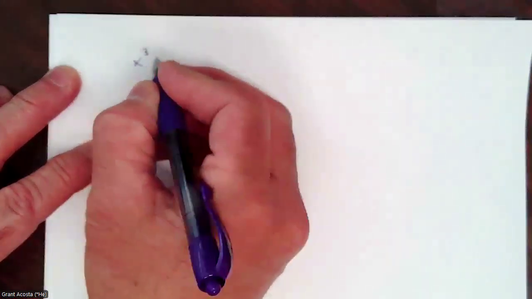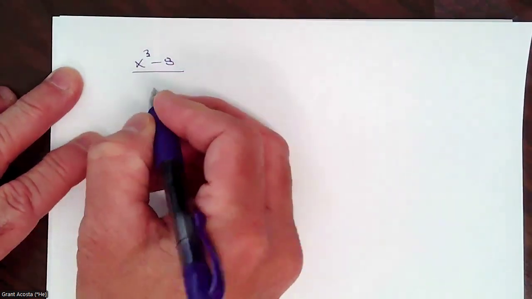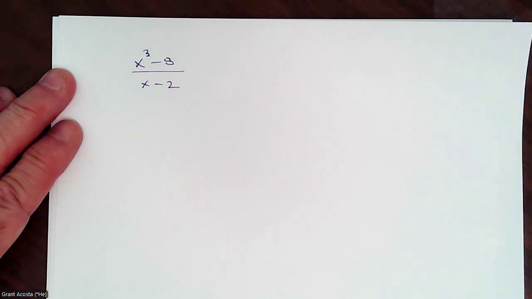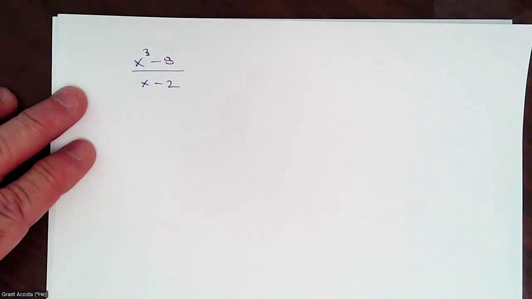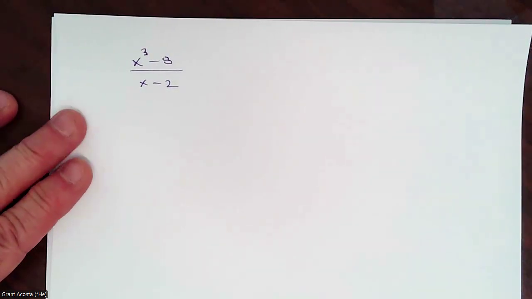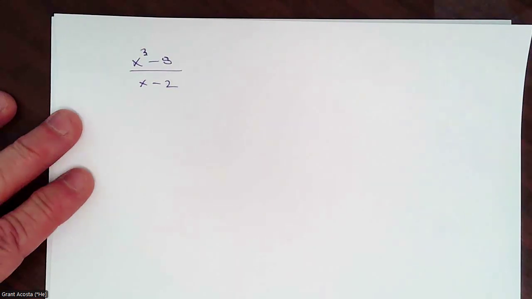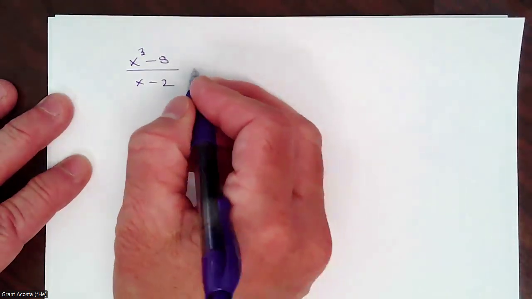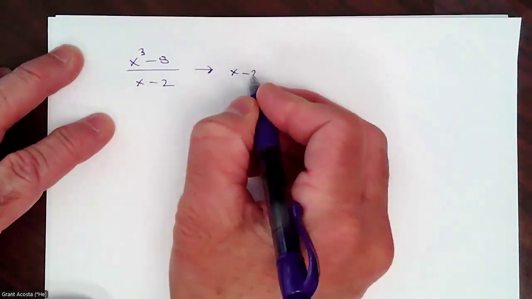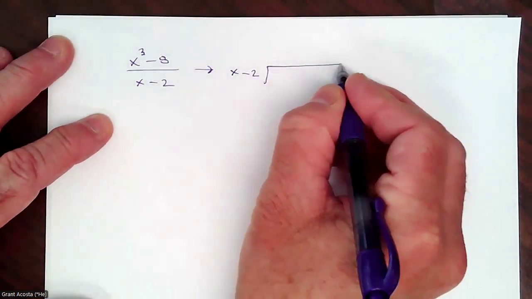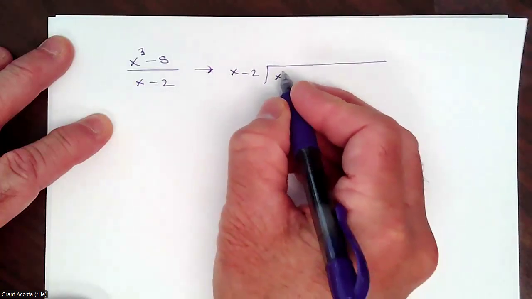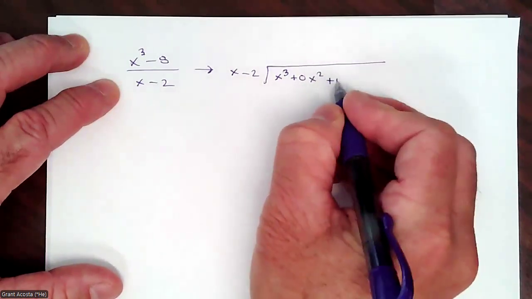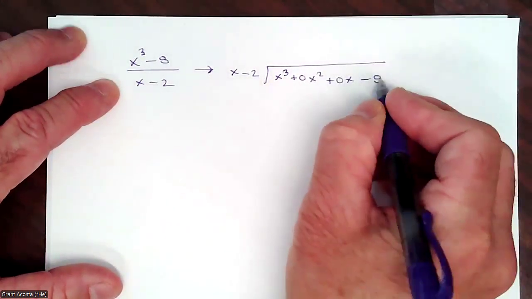So I wanted to do x cubed minus 8 divided by x minus 2. And so if you're feeling comfortable, you should pause the video and try to do the long division. You might want to use some placeholders. Try it on your own. Okay, so I want to divide x minus 2 into x cubed plus 0x squared plus 0x and then minus 8.